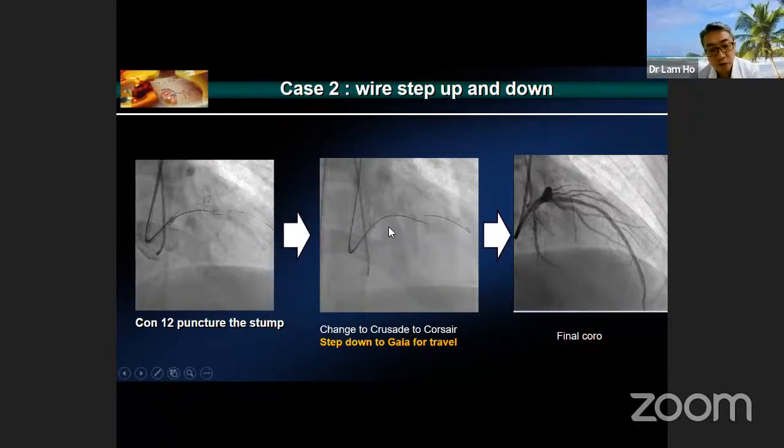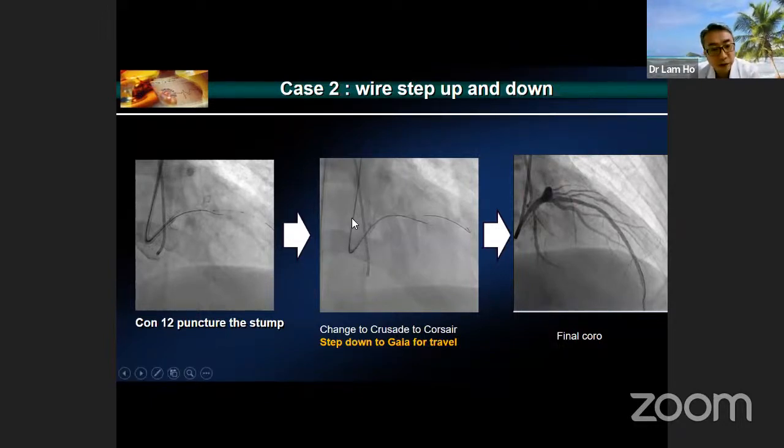So for travel, usually I will use Gaia or the Filter series, a less strong wire with less penetration. If you use Conquest Pro and travel all along the CTO, most likely you will perforate. So it's not very safe. It's better to step down. So for the wire selection, after you finish your purpose of puncture, you should step down to a wire with less penetration power, so that you can travel more safely. All the selection is based on your purpose.